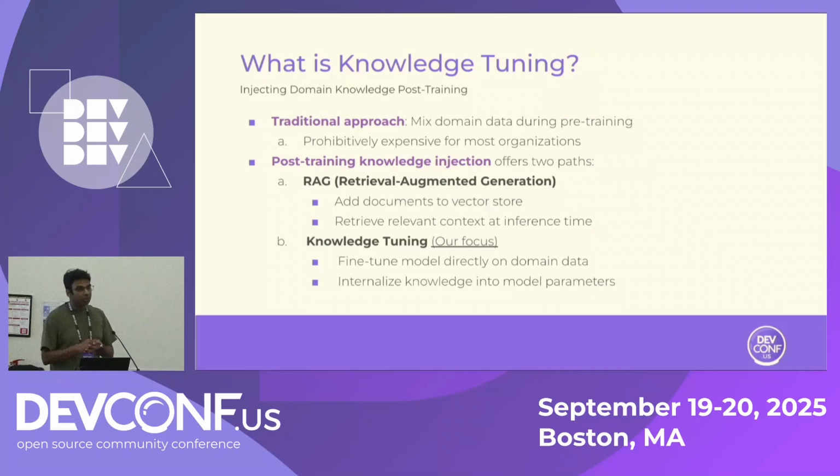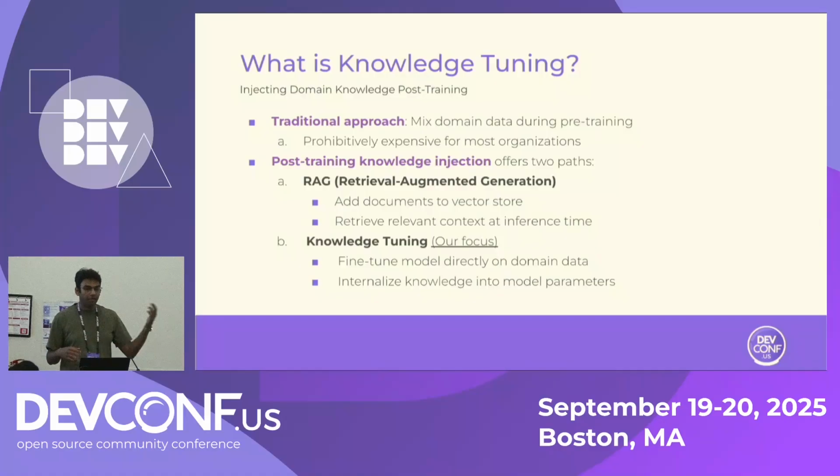So the second most common way is to inject knowledge post-training. For example, I have a model, take Qwen or GPT-OSS. I can inject knowledge in the post-training phase. There are two most common ways to do it. The most common is retrieval augmented generation, which is basically saying, let me bring an external memory source and connect it to my model.